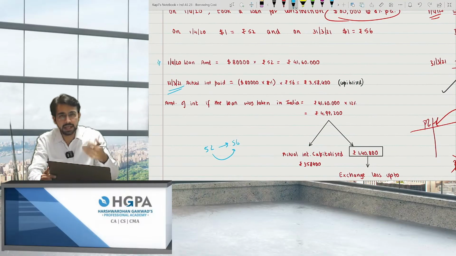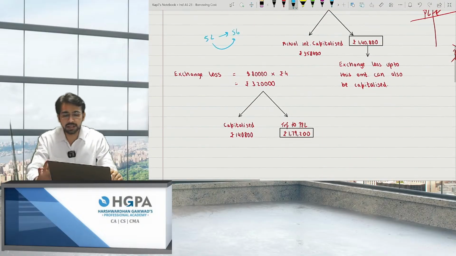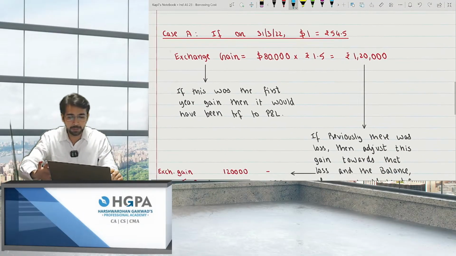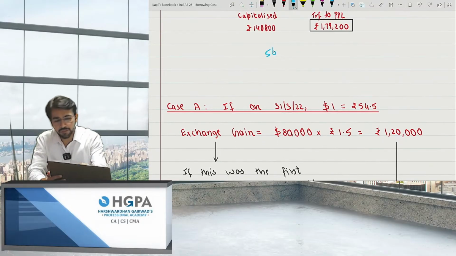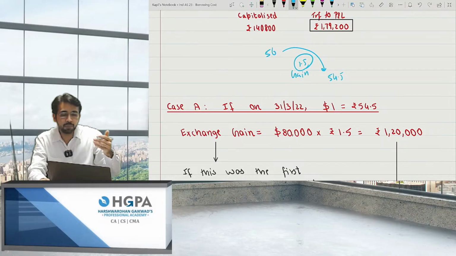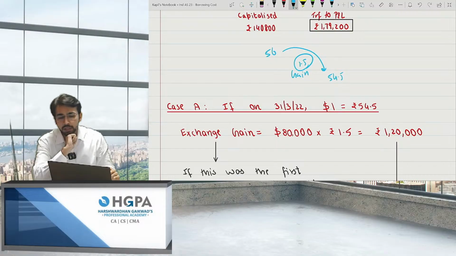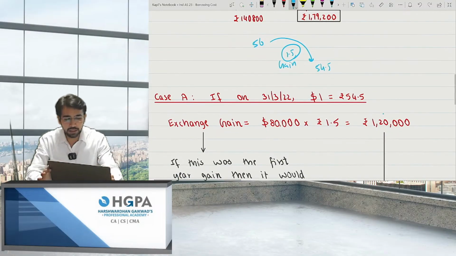Now the second year story. Please pay attention. On 31st March 22, that is the next year, the dollar rate dropped to 54.5. That is, previously it was 56. Now it dropped to 54.5. Can I say 1.5 is the gain for me now? Because I will have to pay 54.5 now instead of 56. That is, 1.5 is the gain for me now. 80,000 into 1.5 is 120,000.